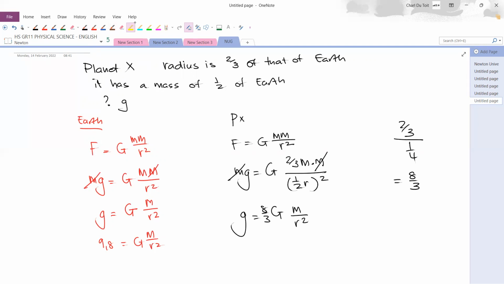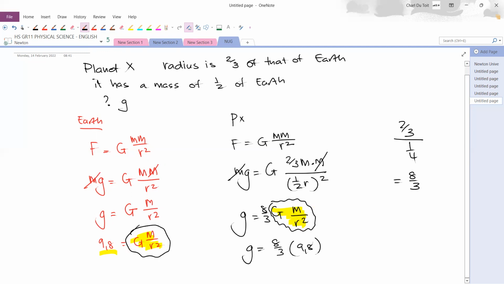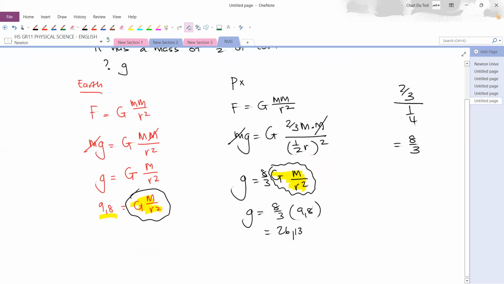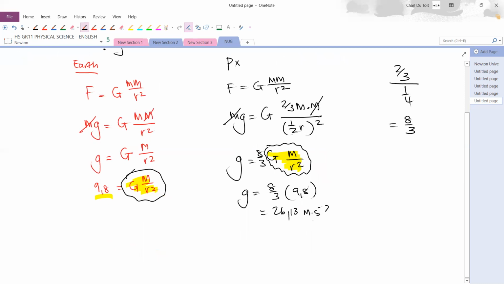So now look at this. G times M over R squared is 9.8. So the gravitational acceleration of that planet is 8/3 times 9.8. Because 9.8 is this. And then I just put that in my calculator. That's 26.13. And that is meters per second squared.